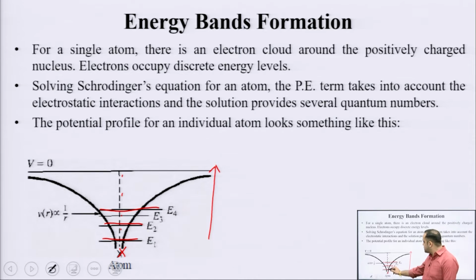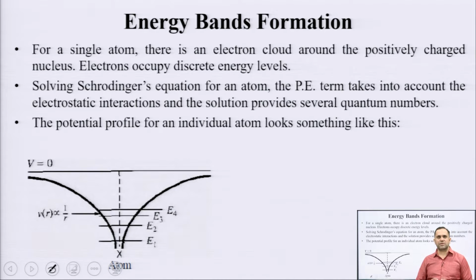The ones which are closest to the nucleus are the most tightly bound, and as we proceed upwards, the Coulombic attraction from the nucleus tends to reduce. If you solve Schrodinger's equation for an atom, the potential energy term takes into account all these electrostatic interactions, and the solution of this equation provides several quantum numbers. After that solution, we can say that the potential profile of an individual atom looks something like this.